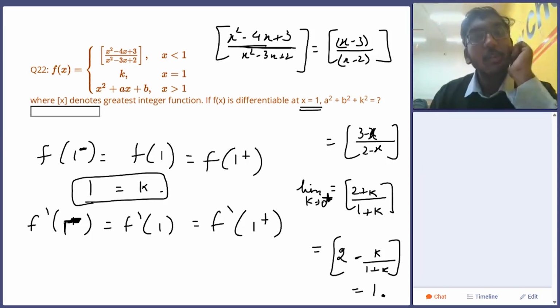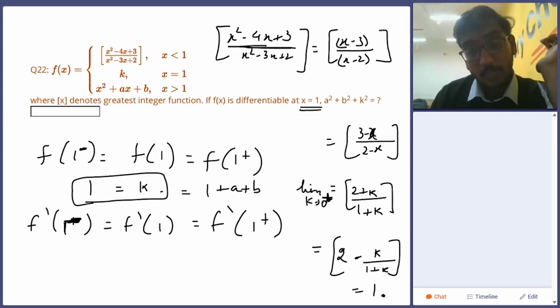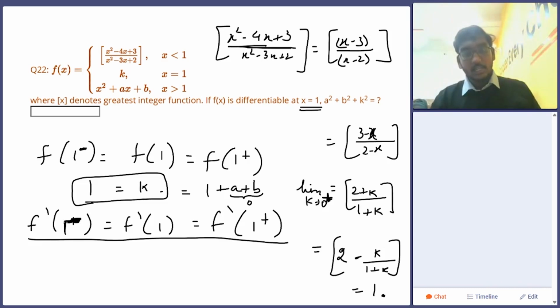We also have to determine the values of a and b. What will be the right hand limit? RHL will be 1 plus a plus b. That means a plus b must be 0. A plus b is 0. And we individually have to determine what a and b are separately. For that, we'll use this data.